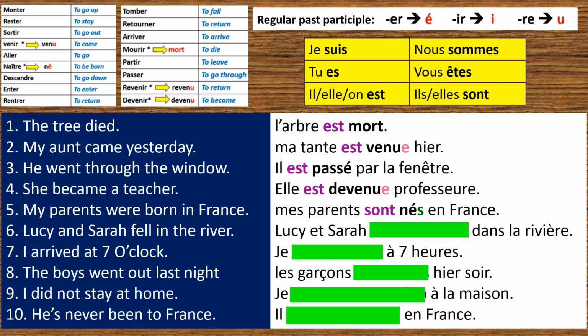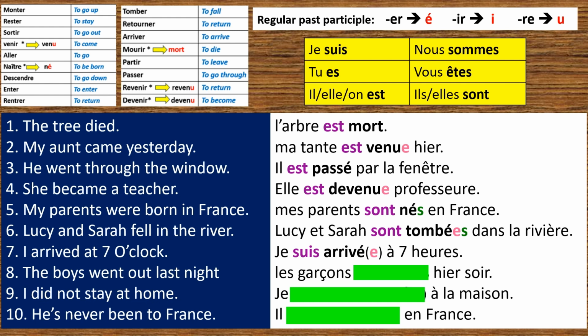Lucy and Sarah fell in the river. "Lucie et Sarah sont tombées dans la rivière." Extra E because it's feminine, extra S because it's plural. Numéro 7. I arrived at 7 o'clock. "Je suis arrivé à 7 heures," with the option of adding an extra E if the subject is feminine.